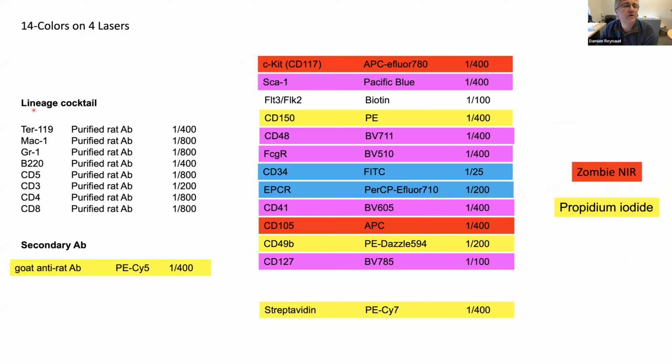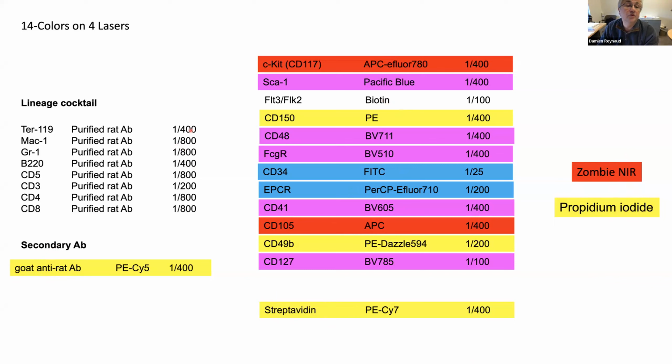These are the different steps: a lineage cocktail, which is based on purified rat antibodies. This cocktail is revealed by a secondary antibody, which is goat anti-rat. We have a main staining, the addition of streptavidin as a fourth staining to reveal the biotin, and after that a live/dead marker which terminates the stain. Again, we use Zombie NIR for the spectral flow cytometry and propidium iodide for classical flow.